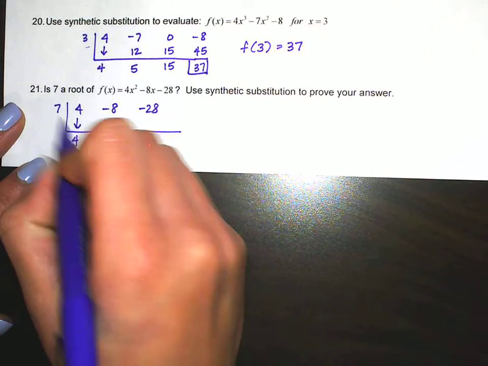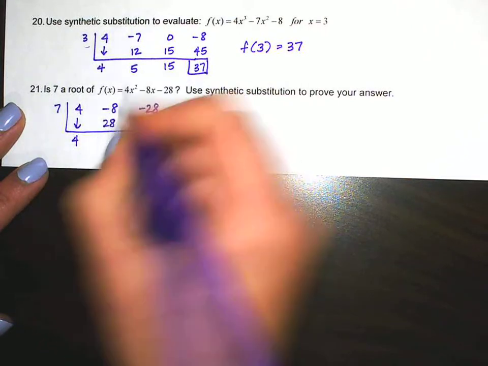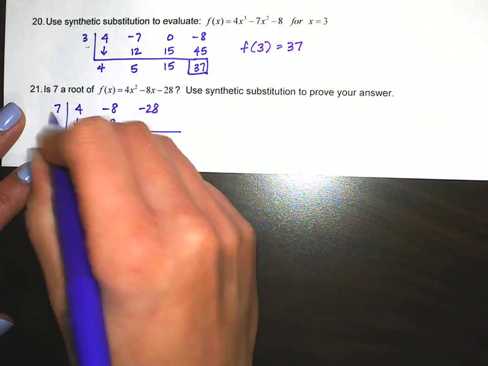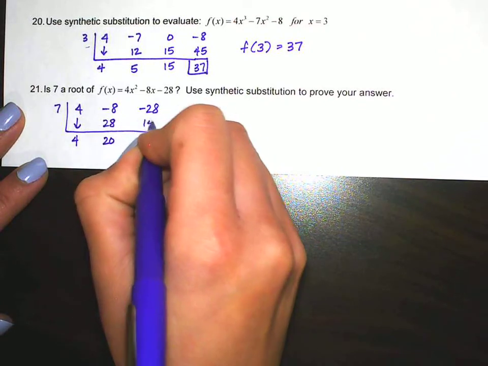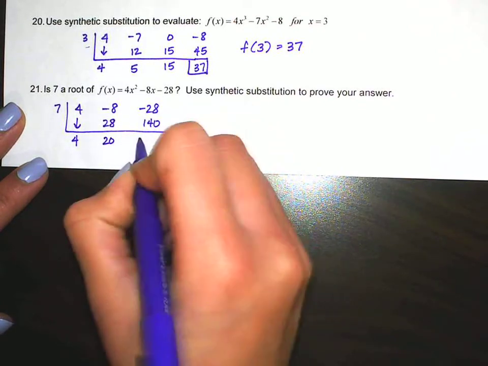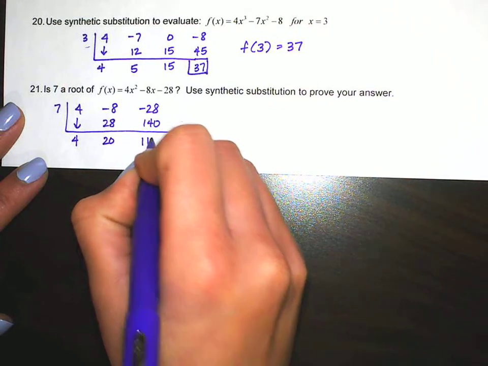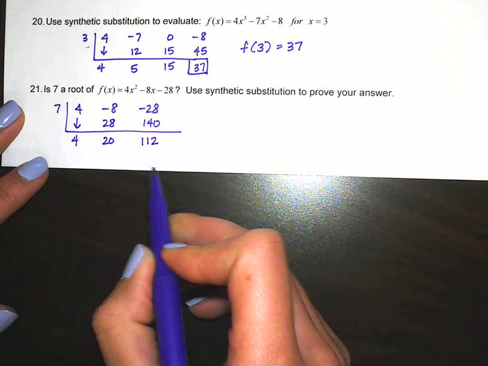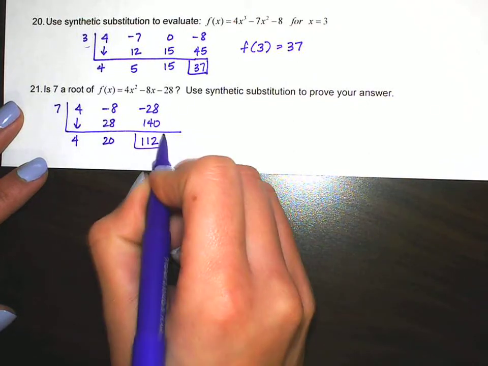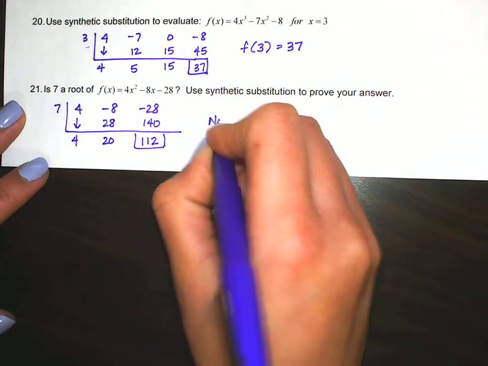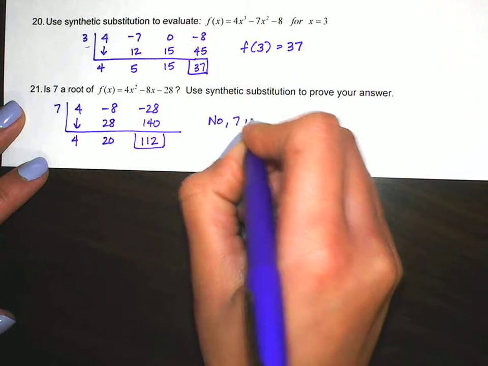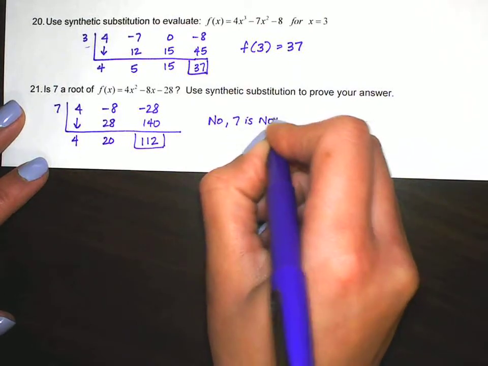So 4 times 7, that's 28. If I add this together, I get 20. 7 times 20 is 140. If I add those two together, I get 112. So this last number is not 0. So no, 7 is not a root.